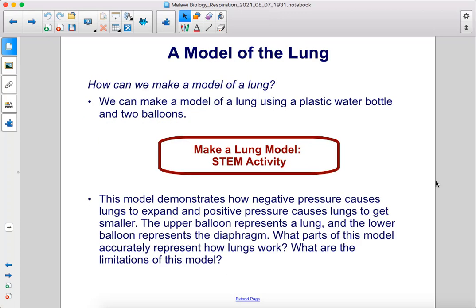How can we make a model of a lung? We can make a model of a lung using a plastic water bottle and 2 balloons. This model demonstrates how negative pressure causes lungs to expand and positive pressure causes lungs to get smaller. The upper balloon represents a lung and the lower balloon represents the diaphragm. What parts of this model accurately represent how lungs work? What are the limitations of this model?